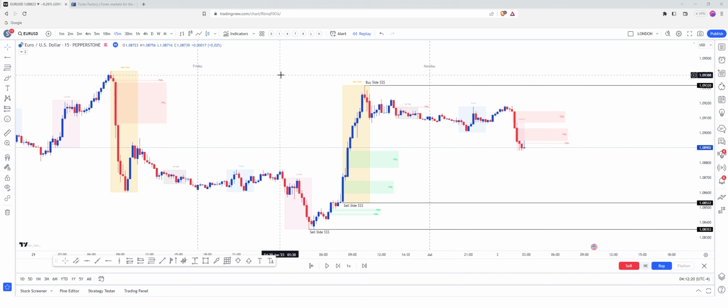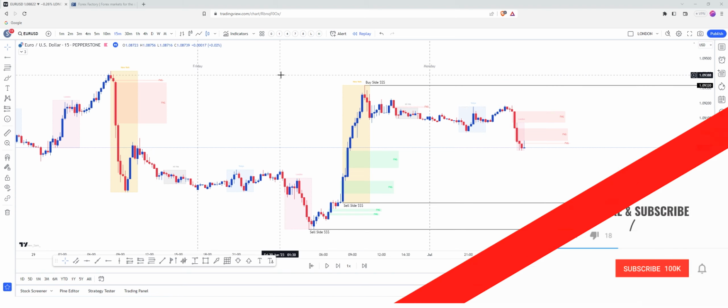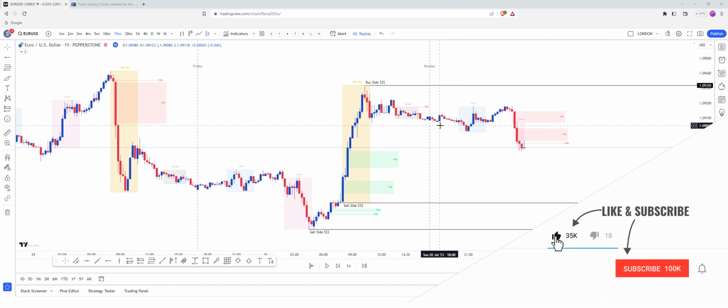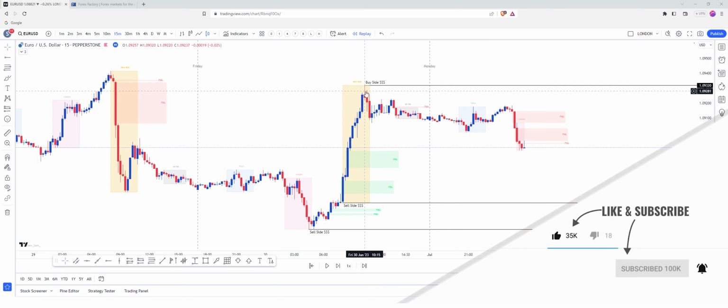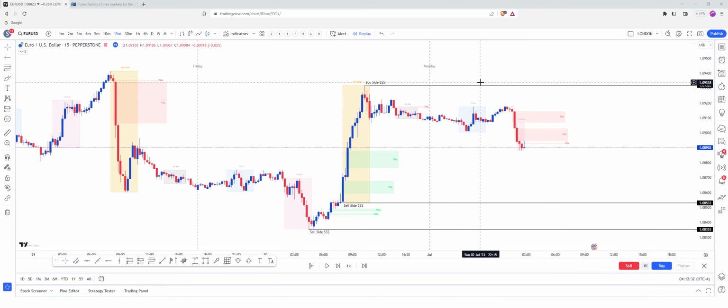So as always, we're going to start with our analysis on the 15-minute time frame. We're going to look at our buy side liquidity working from left to right. So buy side was put in from Friday's high, which was in the New York session. So we've got a nice swing high there, and we can see at the moment we've not really threatened that. We look to be displacing lower.